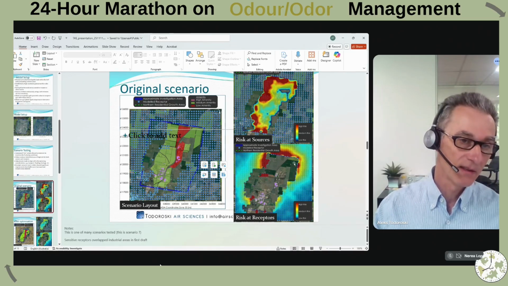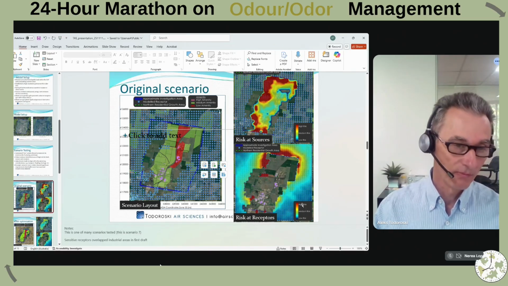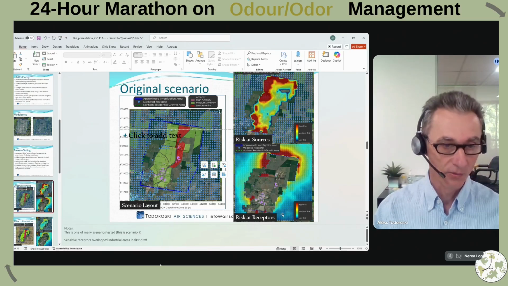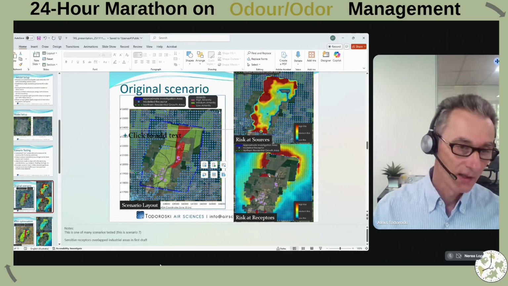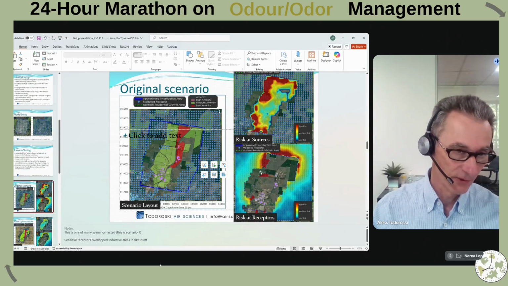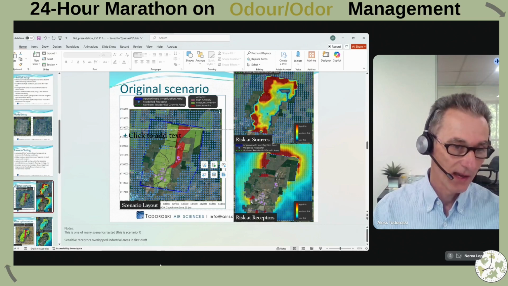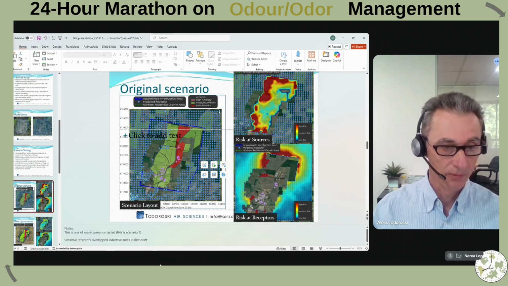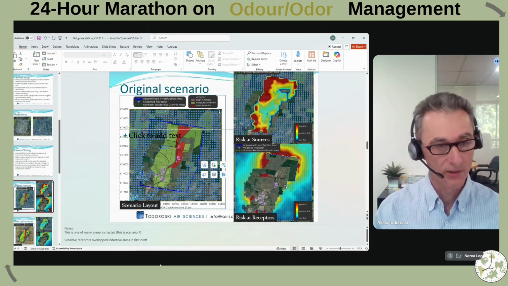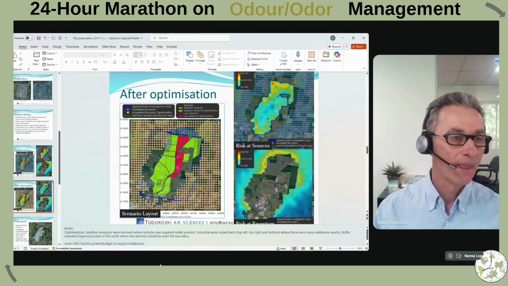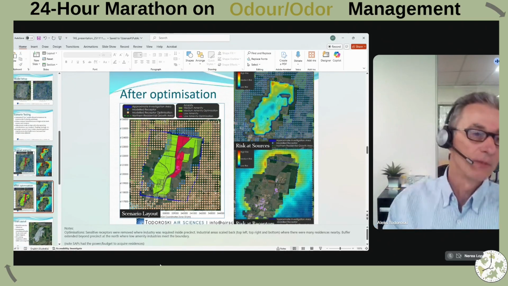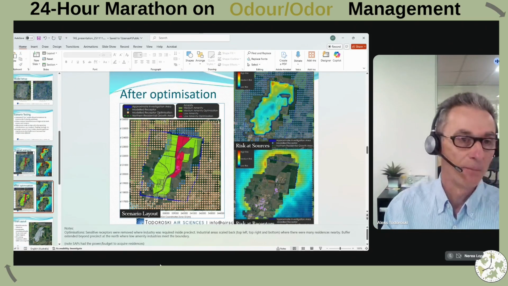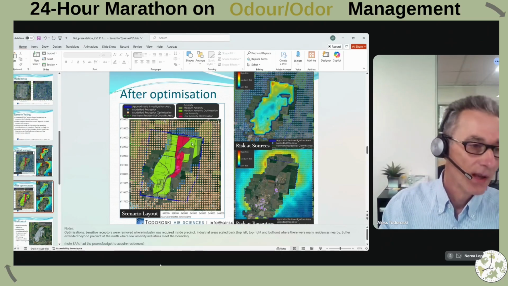And these areas in the bottom right figure are the areas that would be impacted. And you can see that this vineyard and resort sort of area and these houses in the south were problematic, but also houses to the north. Optimizing that could be done in a few minutes in the workshop.